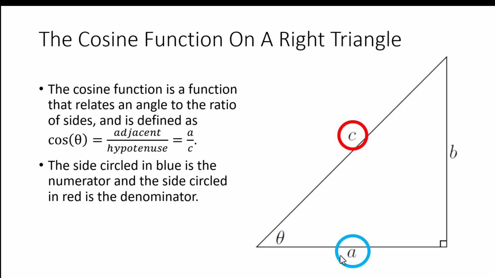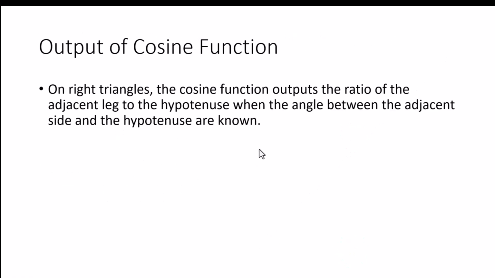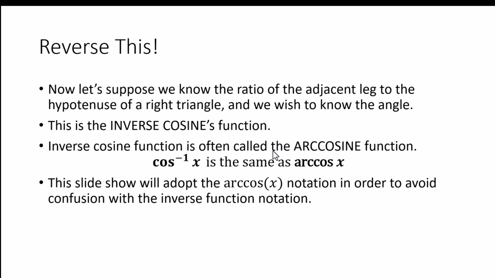Where A is circled in blue, so that represents the numerator, and C is circled in red, representing the denominator of our ratio. The output of the cosine function is the ratio of the adjacent leg to the hypotenuse when the angle between the adjacent side and the hypotenuse is known. Now we're going to reverse this.